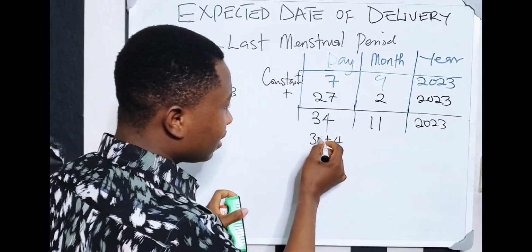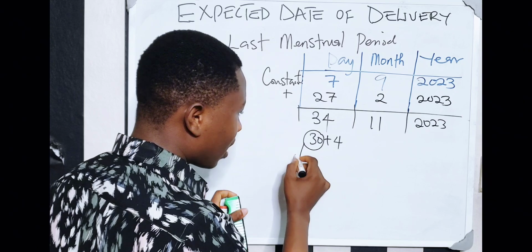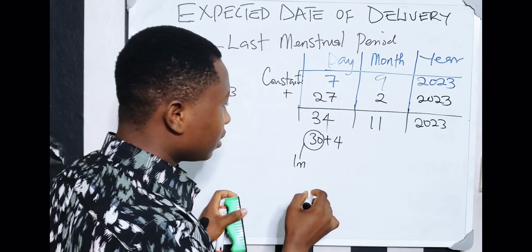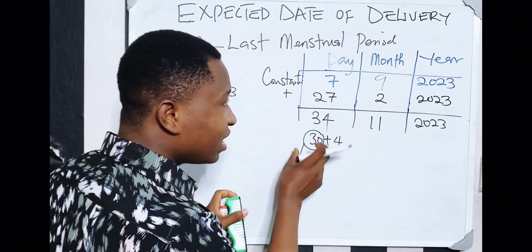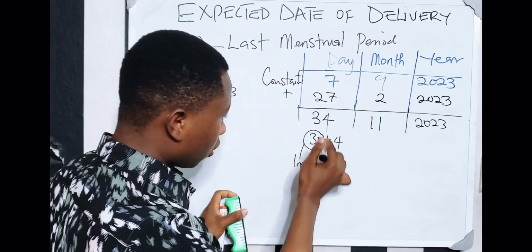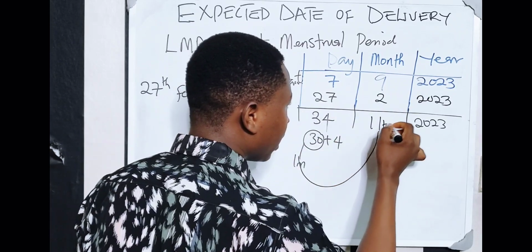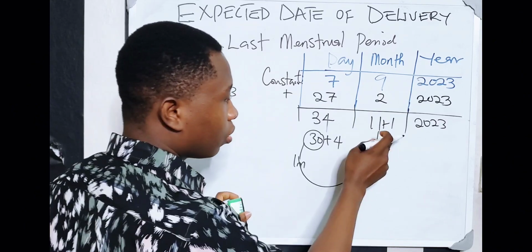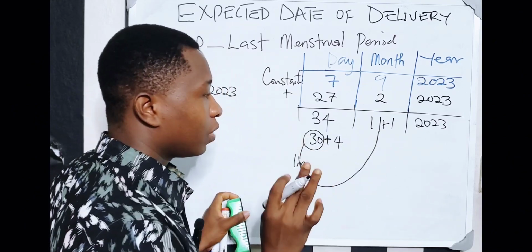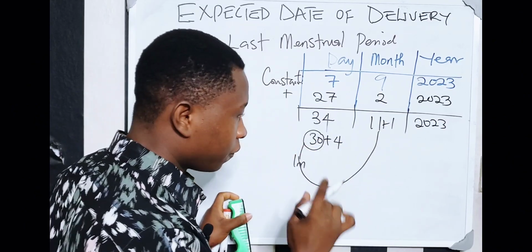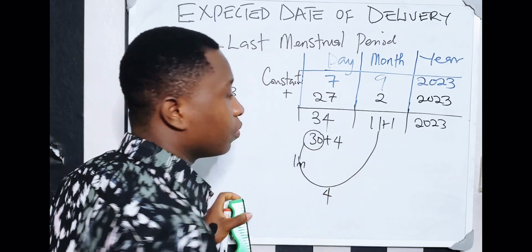Now, these 30 days equals 1 month. All right, so we do not need the month in the day column. We're going to push the month to the month column. So we're going to add 1 month here to the month column, and we're going to be left with just 4. That's what we need. We need just 4. So we're going to bring down our value 4.